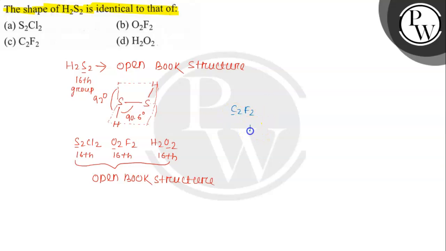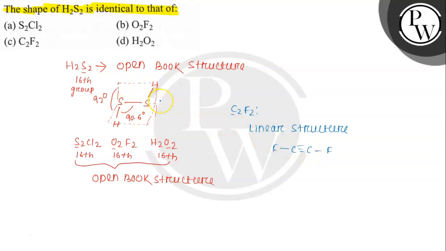And C2F2 is a 14th group element and it has a linear structure. If we draw the structure of C2F2, then it is like this. So this is the structure of C2F2.